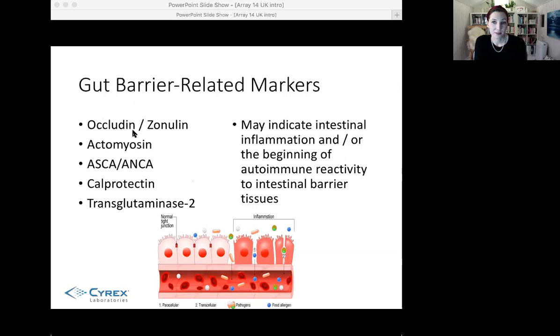So if you see actomyosin elevated, you know that you're not just dealing with garden variety leaky gut that a little bit of glutamine is going to help you with. You need to actually be investigating further to look at why that gut is so damaged. ASCA, ANCA, and calprotectin are looking at inflammatory bowel disease, and transglutaminase 2, of course, is a marker for gluten-related enteropathy.